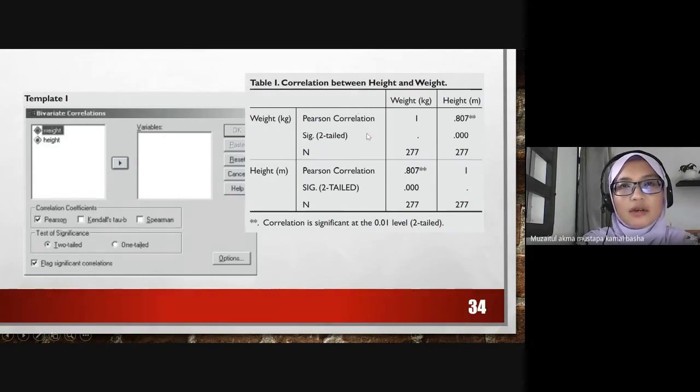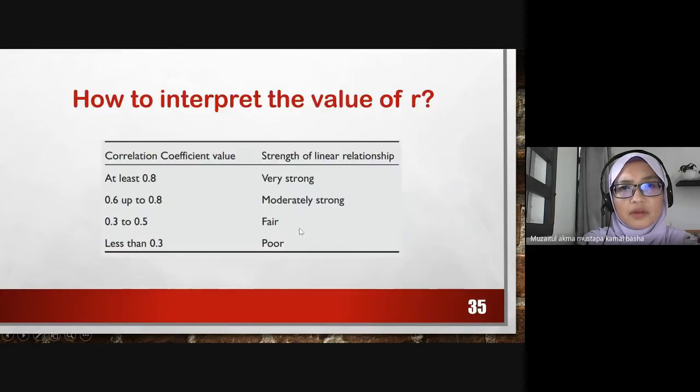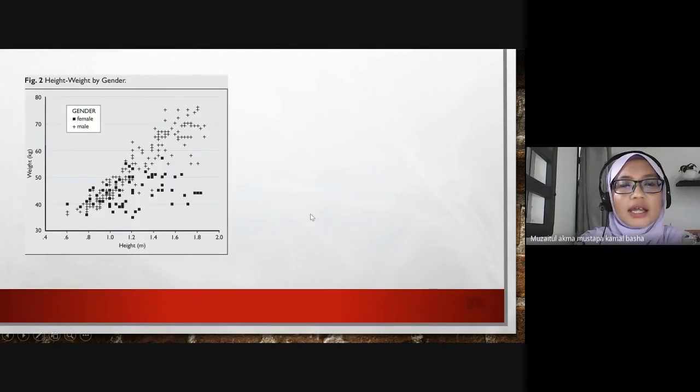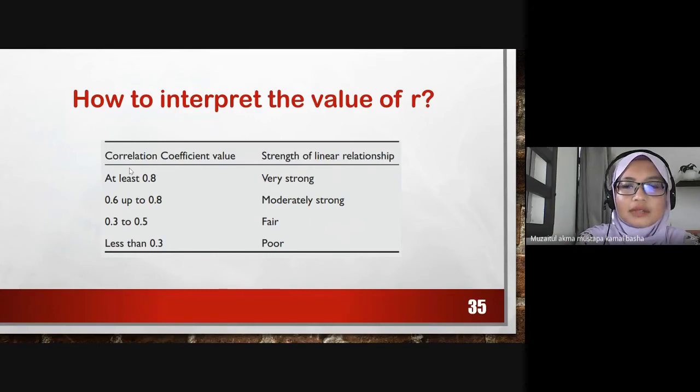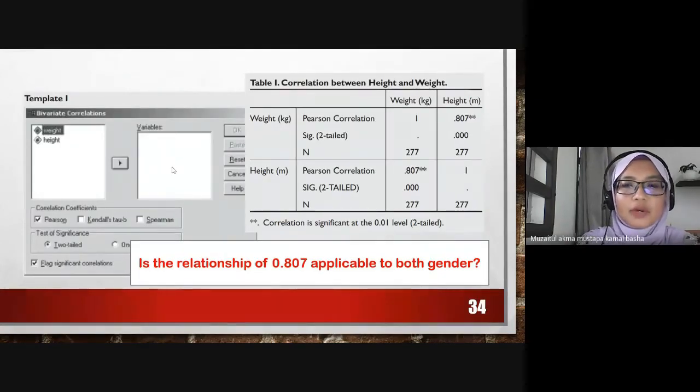But before you get this result, you need to test the assumptions of the correlation test. For example here, the Pearson correlation R is 0.8. How to interpret the value of R? 0.8 actually shows a very strong association between these two variables. Usually before we perform the test, we are supposed to do the graph first, showing the correlation between height and weight just now.